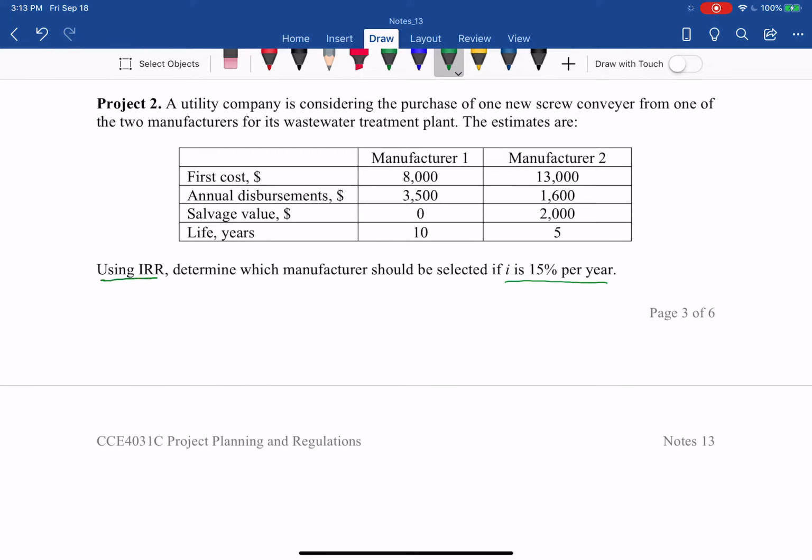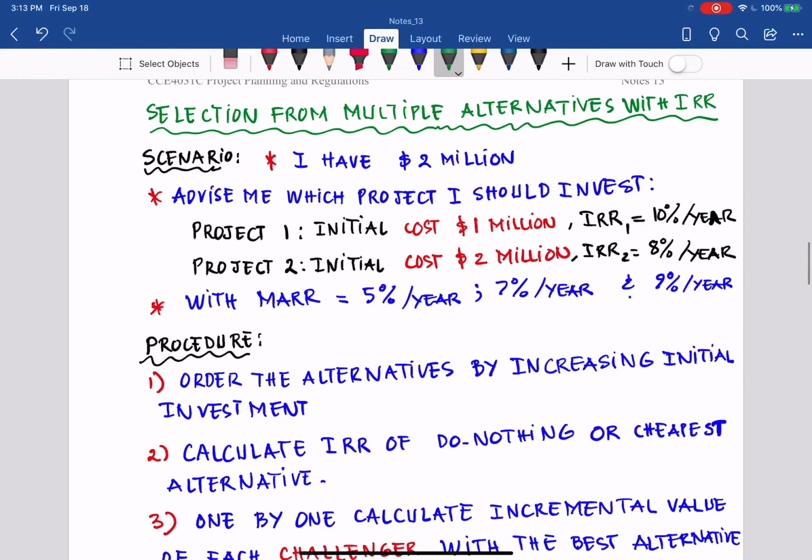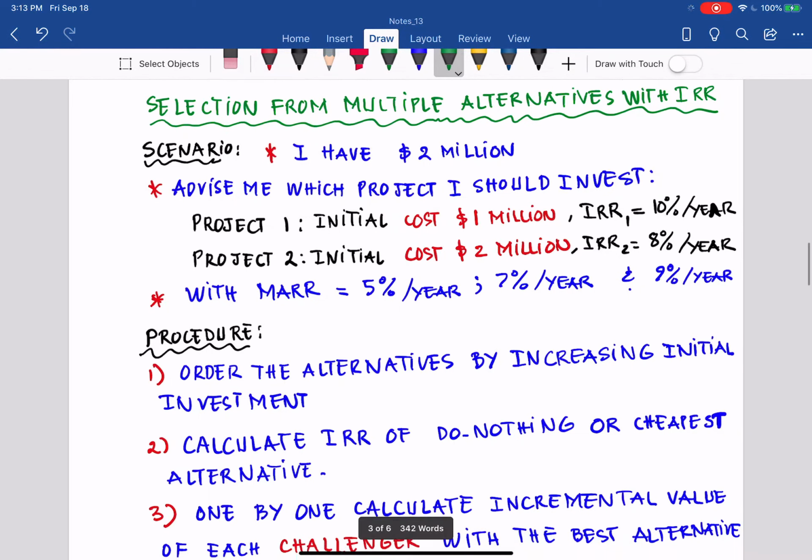So we have to use that method. No other choice. And we have to compare multiple alternatives. In this case, 2 alternatives: manufacturer 1 and manufacturer 2. So we go to the note on selection from multiple alternatives with IRR. In the previous lesson video, the procedure has 3 steps, and in this case there are only 2 alternatives. For problem 2, I focus on step 3.